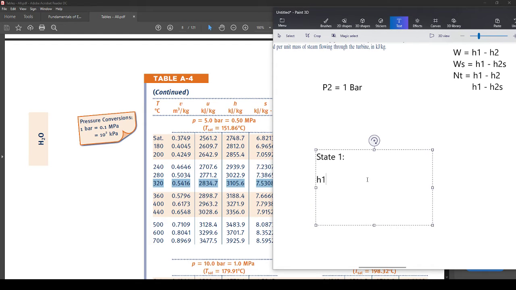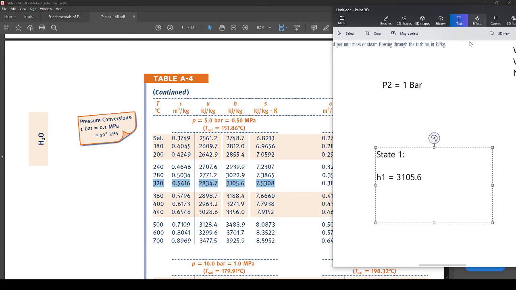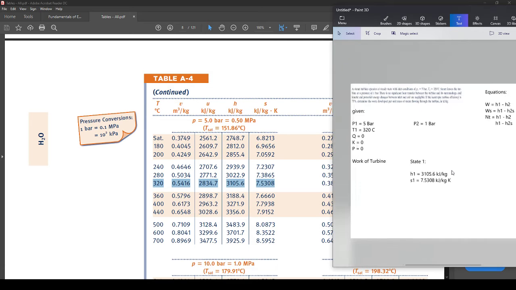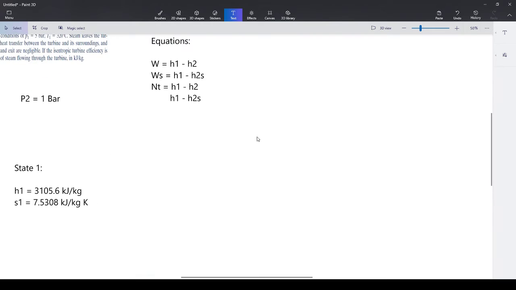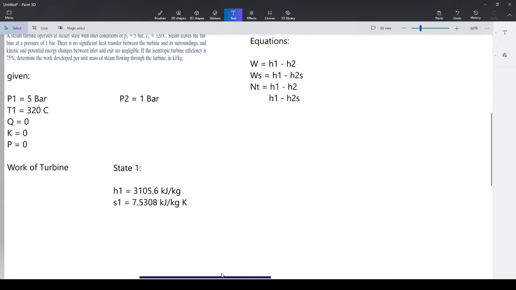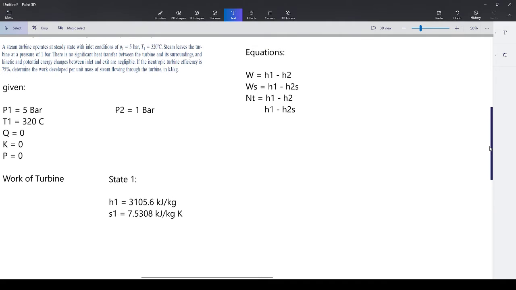So we have H1 is equal to 3105.6. And then we also want specific entropy. So S1 is equal to 7.5308. And this would be in kilojoules per kilogram, and this one would be in kilojoules per kilogram Kelvin, right? So this is what we've got, and that is correct. That is what we wanted, right? So now we have found state 1's values, and now you guys might be wondering, do we need anything else?